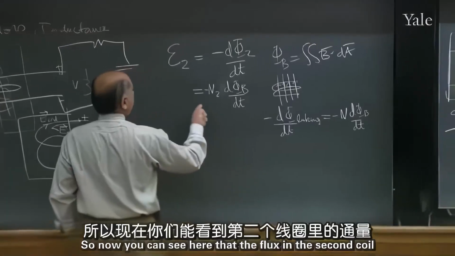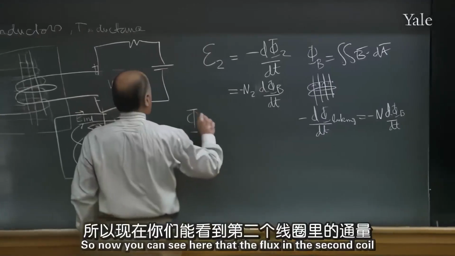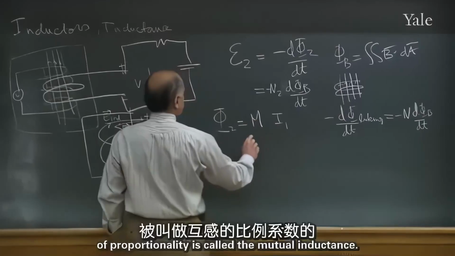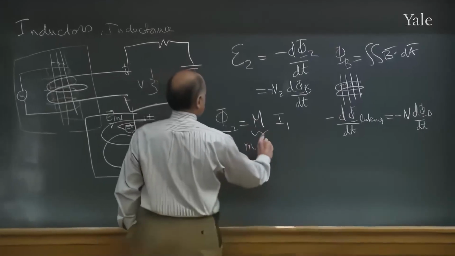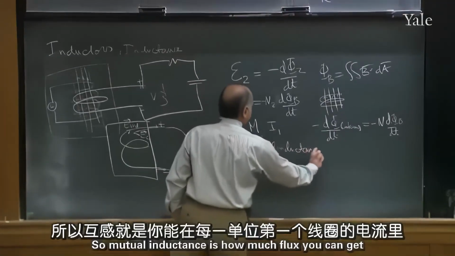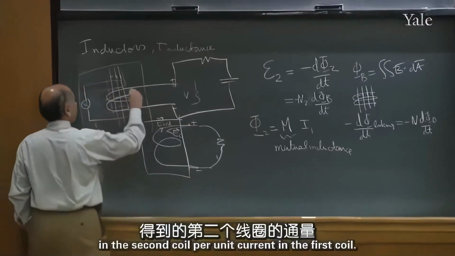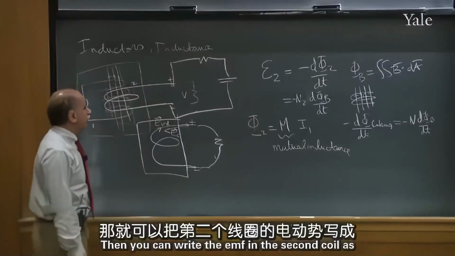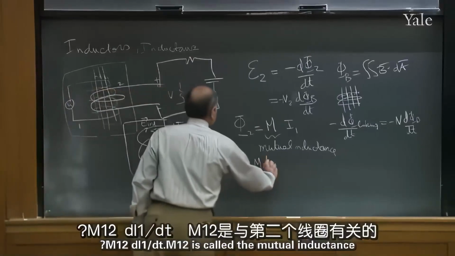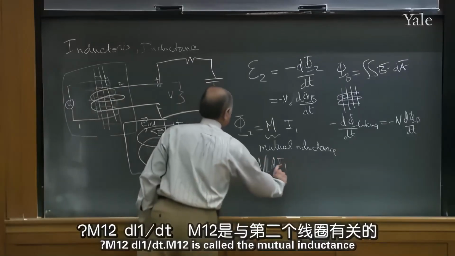So now, you can see here that the flux in the second coil is due to the current in the first coil, and the coefficient of proportionality is called the mutual inductance. So mutual inductance is how much flux you can get in the second coil per unit current in the first coil. Then you can write the EMF in the second coil as minus M12 di1 by dt.